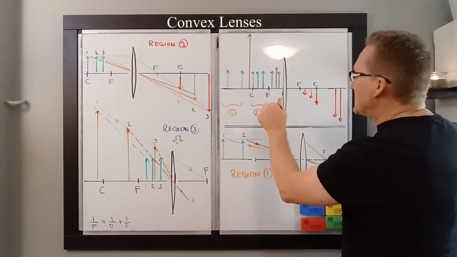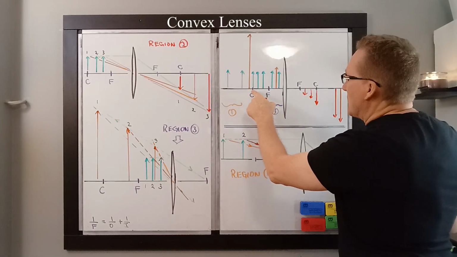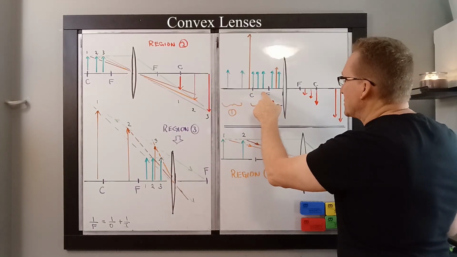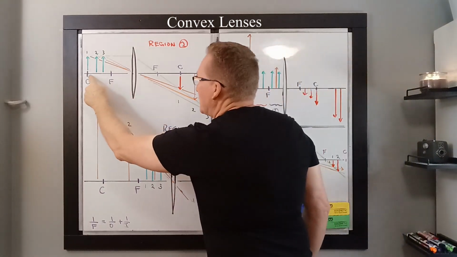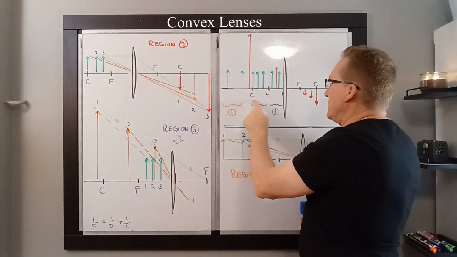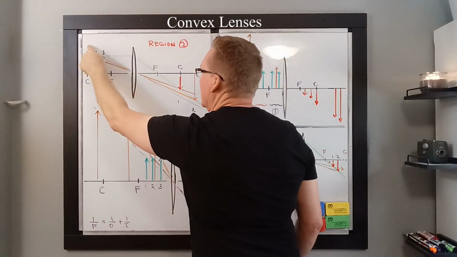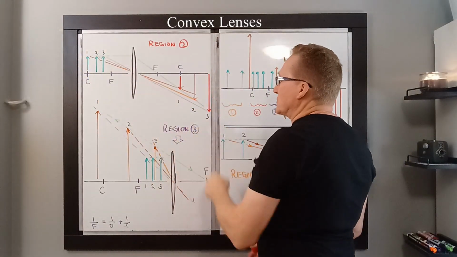Now let's go here to region number 2, where we're going to start on the center, and we're going to start moving toward F. Things get a little bit more interesting. I've redrawn these exact 3 points here, and I've labeled them as well. Here are the objects, and then I've labeled the associated images.